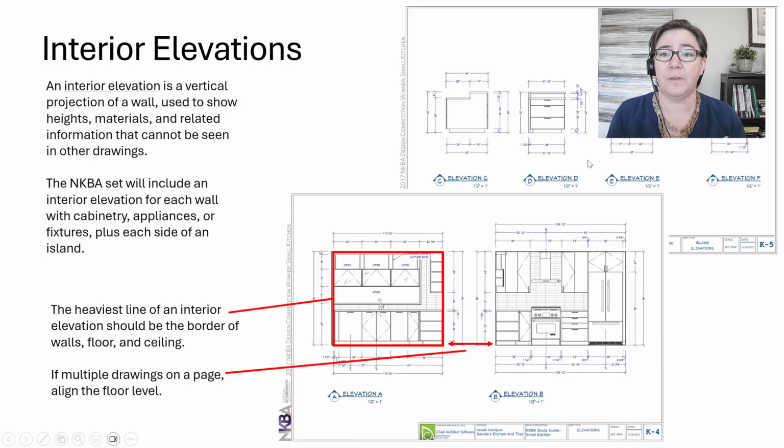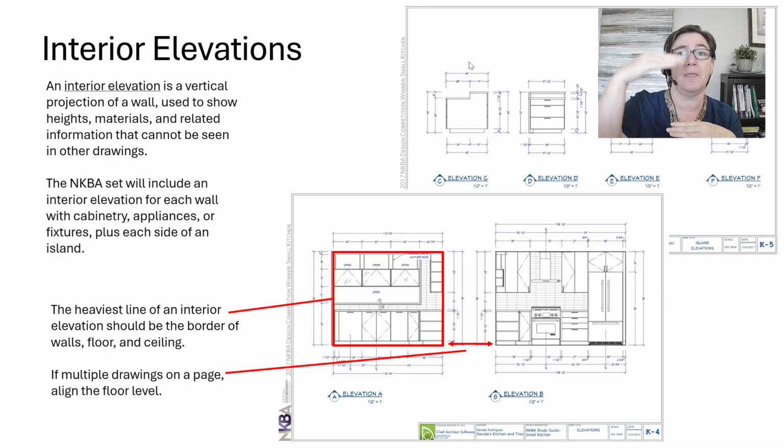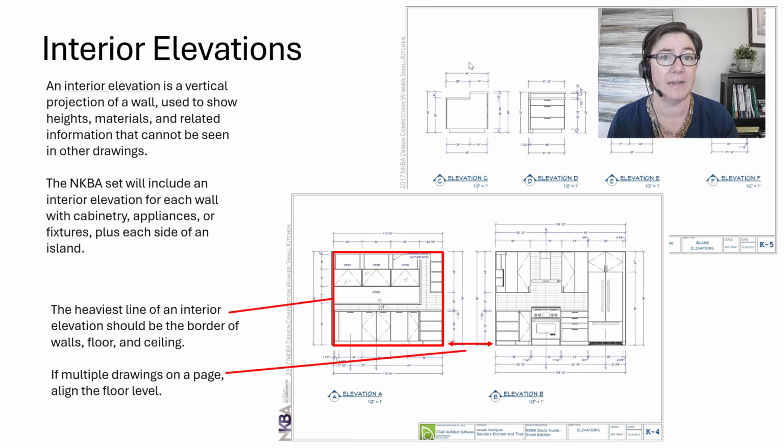The only thing you might choose to do if, for example, you've got pendants over this island or anything hanging, you might include a ceiling line, just a line to indicate where that ceiling height is and show that pendant. That's useful because you can then dimension the height.